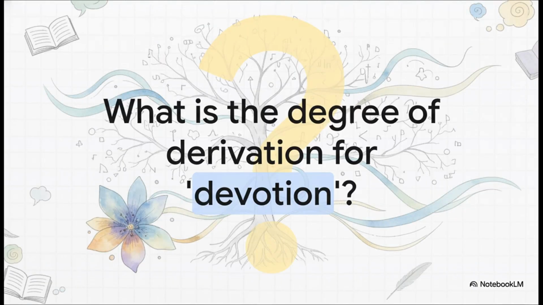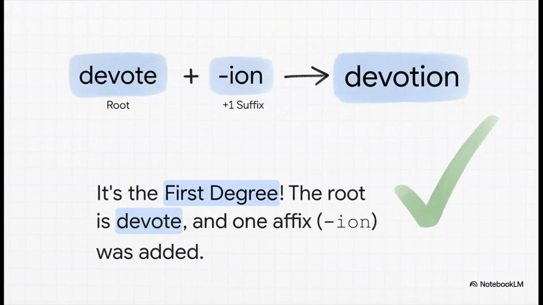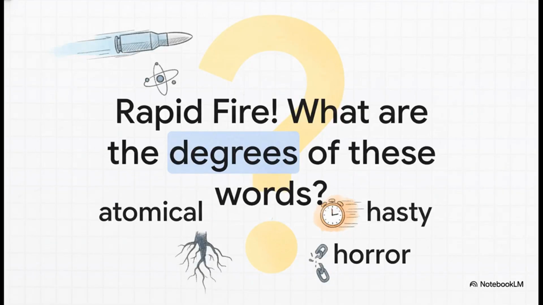All right, time for a little pop quiz. First practice question, devotion. What is the degree of derivation for that word? Think about its root. And the answer is first degree. The root is devote, and we've added just one suffix, ion, to create devotion. One step means it's the first degree. Simple as that.